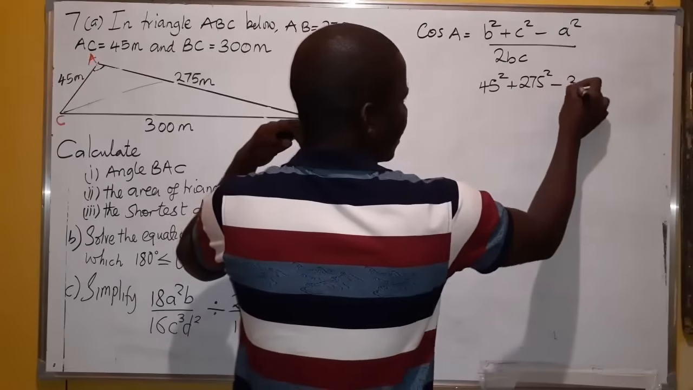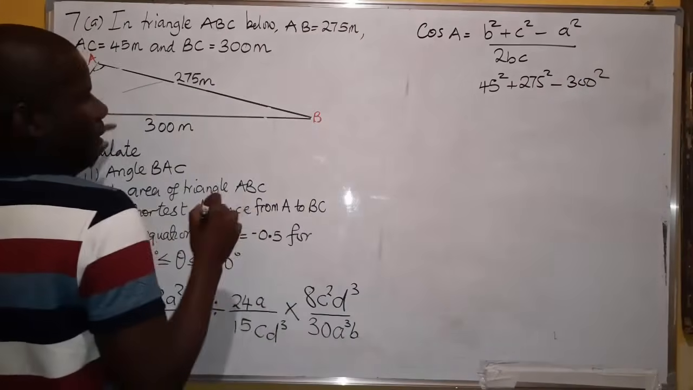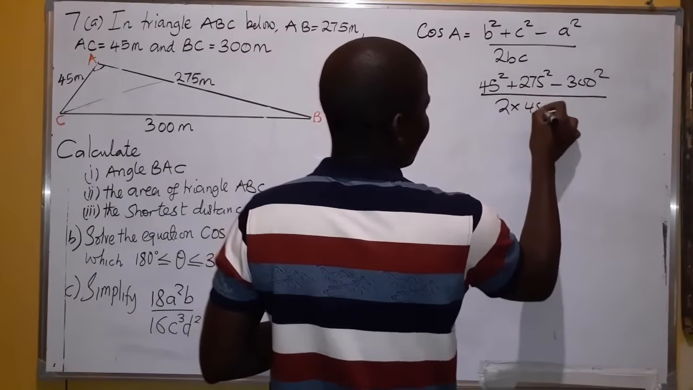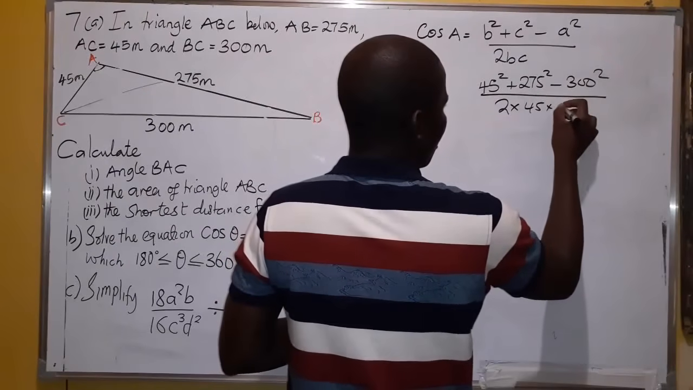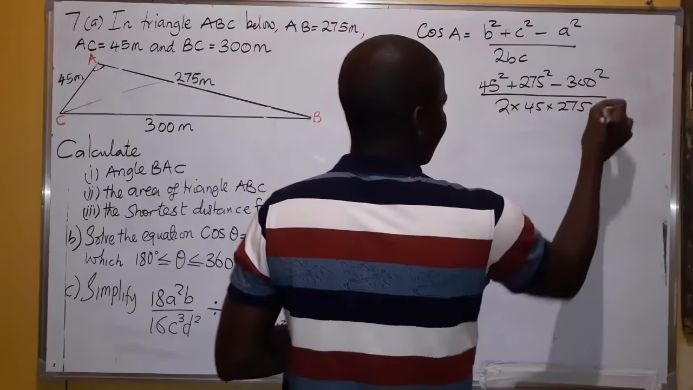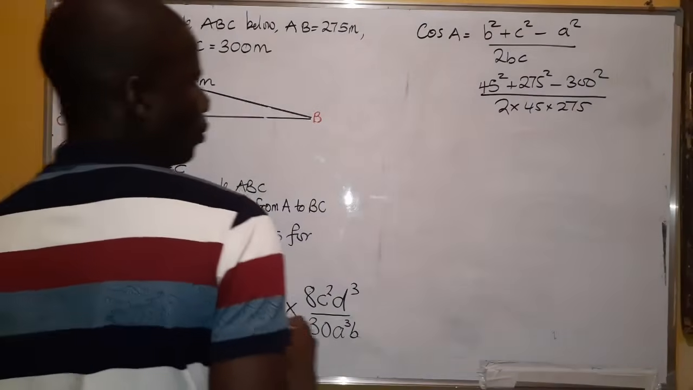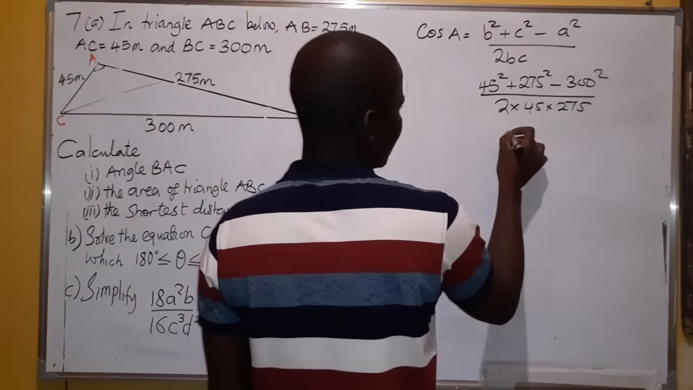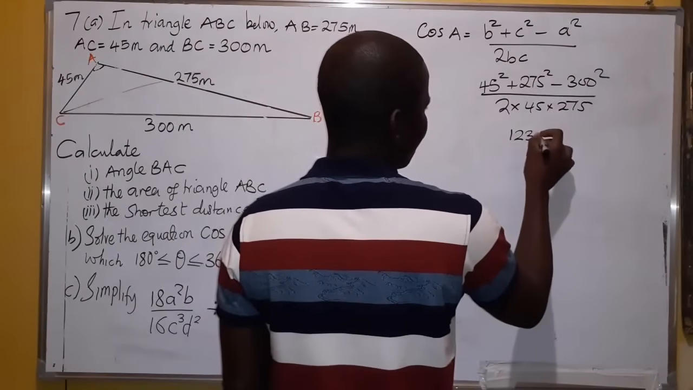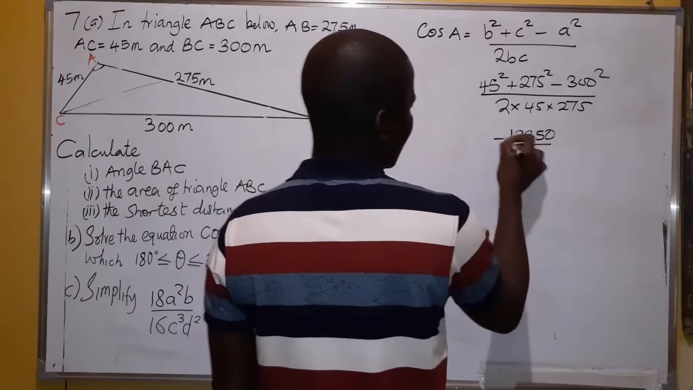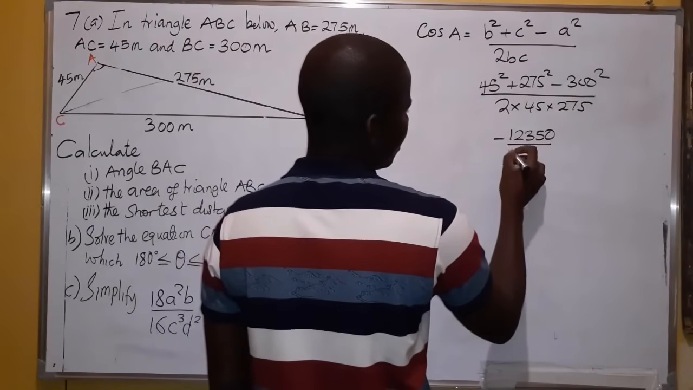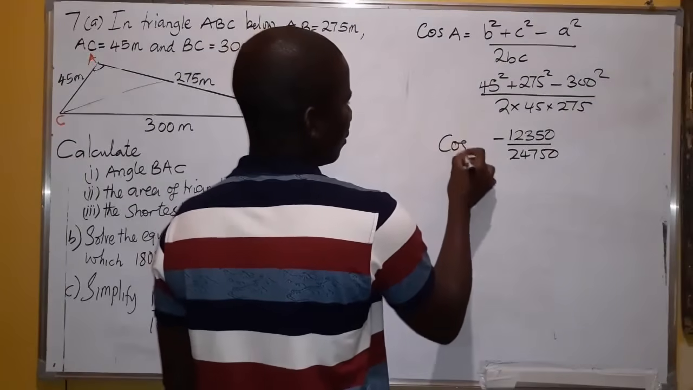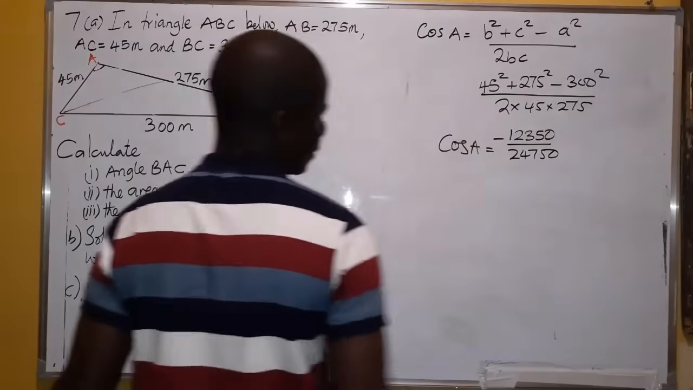Minus 300 squared, which is this one here, over 2 multiplied by 45 multiplied by 275. Okay, so when we multiply, let's multiply this one. When you multiply this one, you are going to get negative 12,350 over 24,750. Okay, cos A.